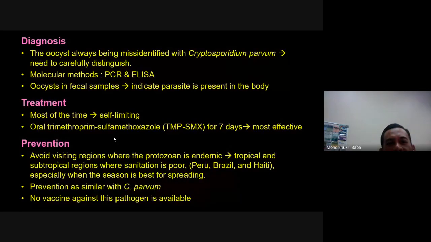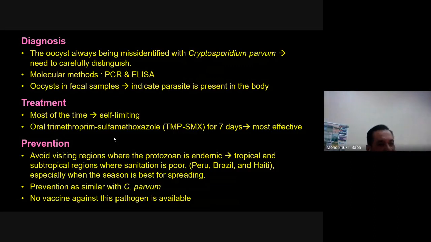Okay, diagnosis macam saya kata tadi saya dah cakap. Okay, basically it is always misidentified as Cryptosporidium parvum. So you need to carefully distinguish between C. parvum and Cyclospora cayetanensis. And then PCR and ELISA you tak boleh tinggal. Okay, basically this is the best method lah. A significant sample indicates that the parasite is present in the body.